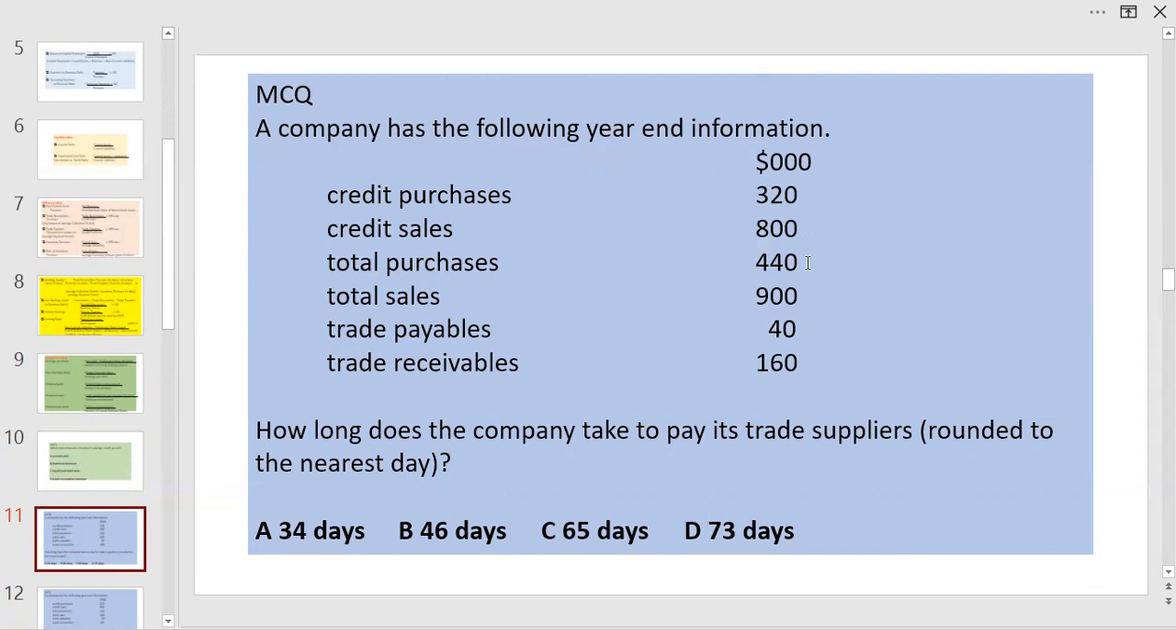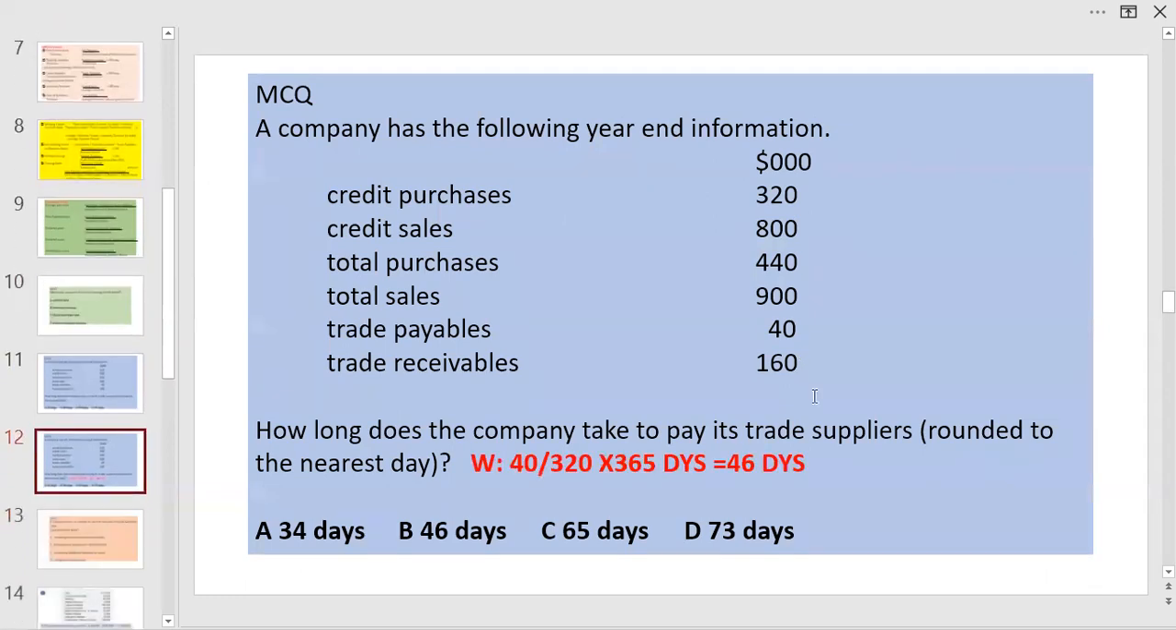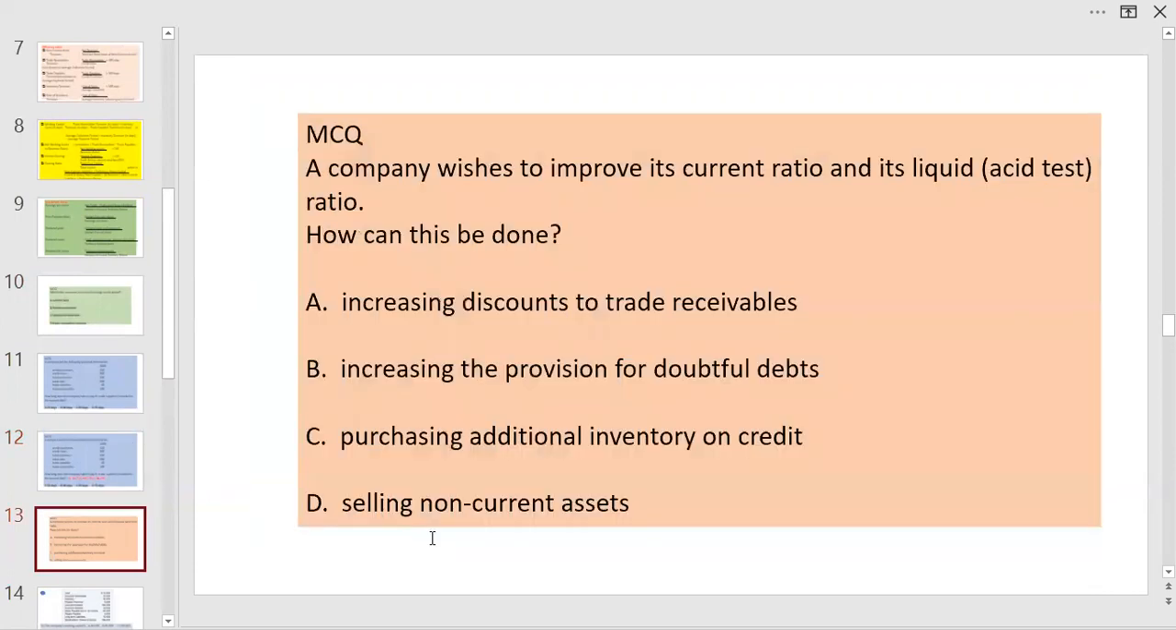Out of the information given, for the answer, credit sales are not relevant, total purchases not relevant, total sales not relevant, trade receivable not relevant. If you note the working, 40 divided by 320 into 365 days, roughly 46 days, the answer is B. Next MCQ is about current ratio and acid test ratio, how this can be improved.